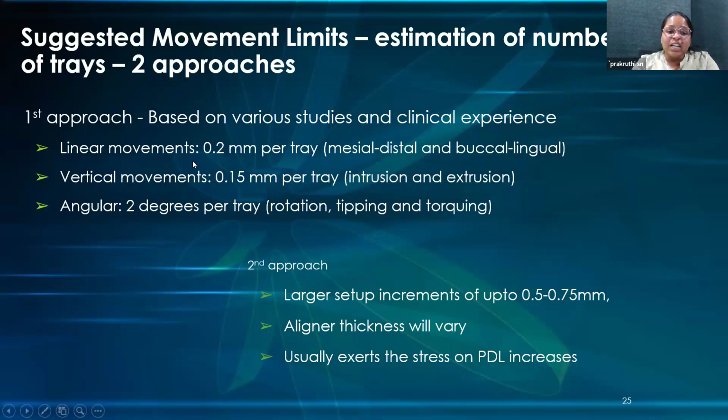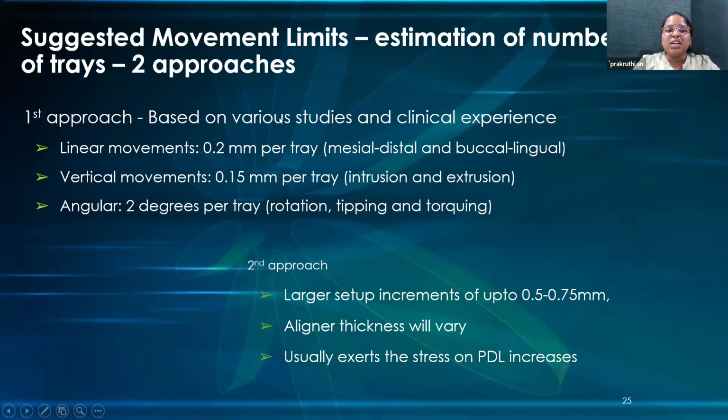So please note down, linear movements of 0.2 to 0.25 millimeters only we can move per tray. Vertically, that is intrusion, even if you are advising anterior intrusion, 0.15 millimeter only you can advise with each tray. When it comes to tipping, torquing and rotation, it is good if you can correct 1 degree per tray. But imagine a case having 12 degrees of rotation, 12 degrees of torquing. In order to reduce the number of trays, you can try 2 degrees, but the more ideal one, especially for torque correction, is to keep 1 degree: 1 degree rotation correction, 1 degree tipping and 1 degree torquing.